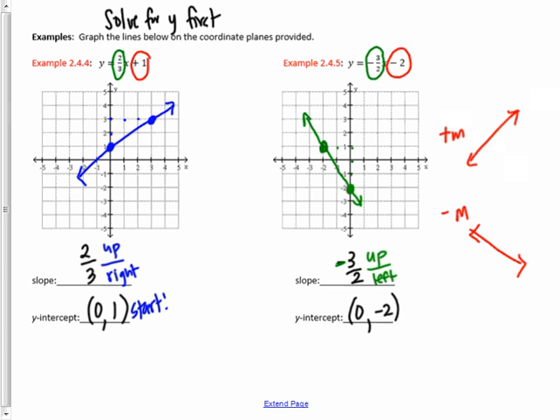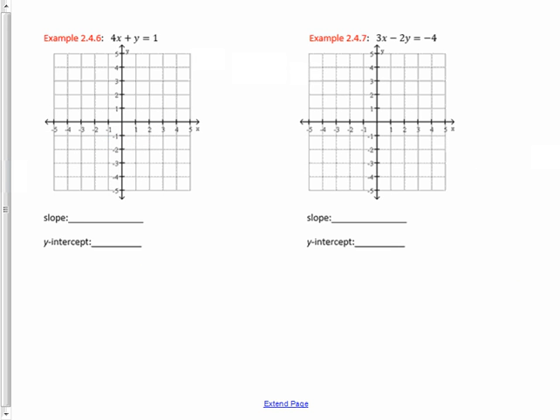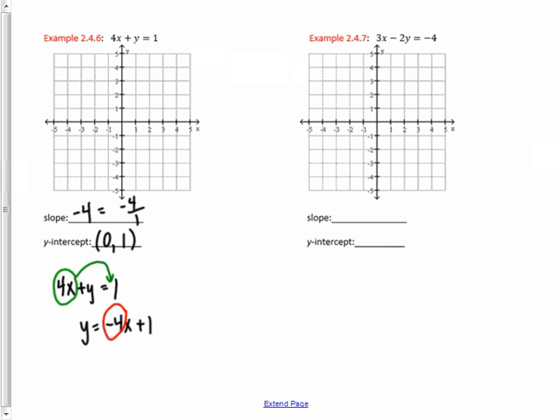Alright, so let's do two more. Now the problem with these two, 6 and 7, is the y is not by itself. So the first thing we have to do is get the y by itself. So what I need to do is pick up this 4x and move it across the equal mark. What happens to that when you move it across? The sign changes. So I get a negative 4x plus a 1. Now the x is by itself, so here's my slope. My slope is negative 4. If you don't want to write it like that, remember you can always write it as over 1. And then my y-intercept is that constant, which is 1, and I fill in my 0.